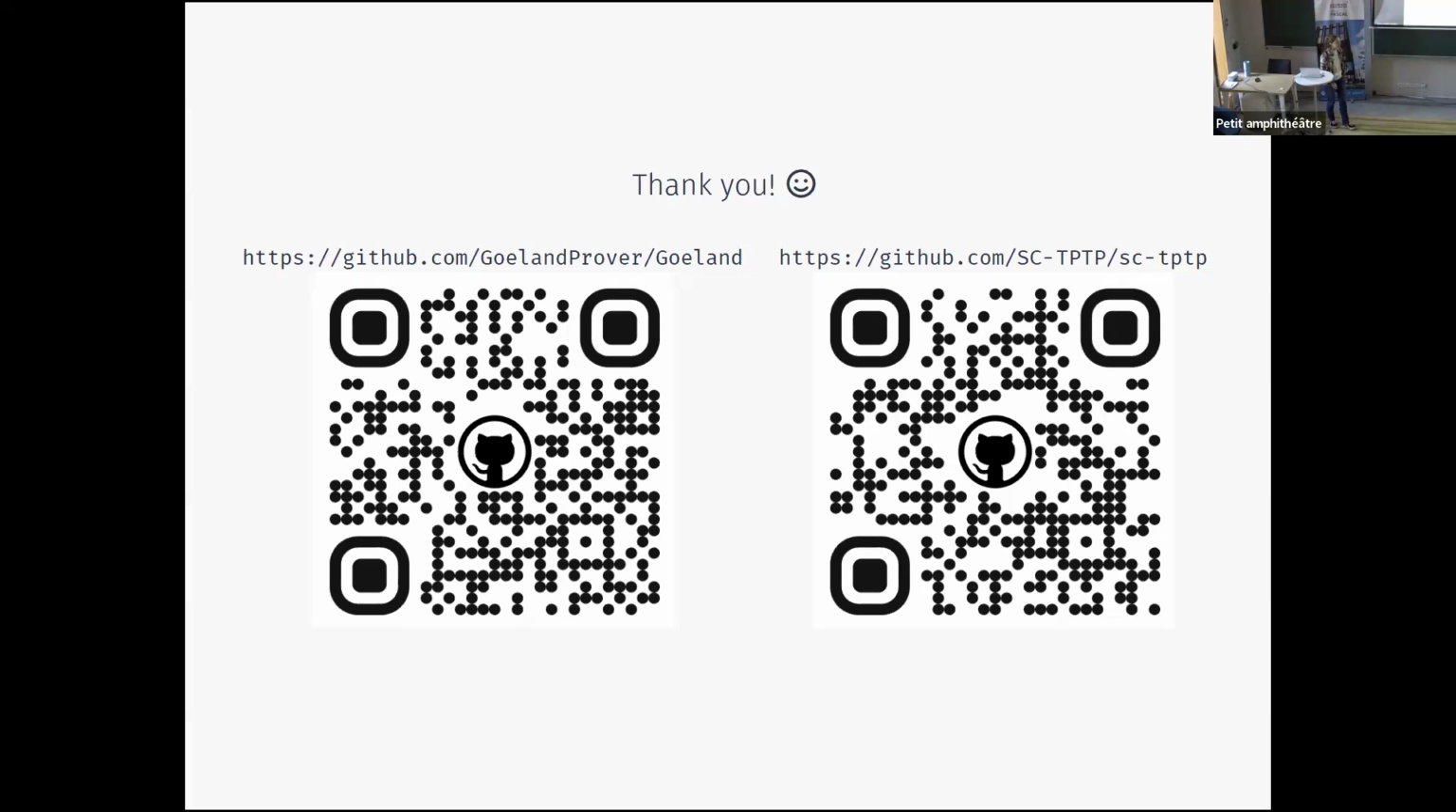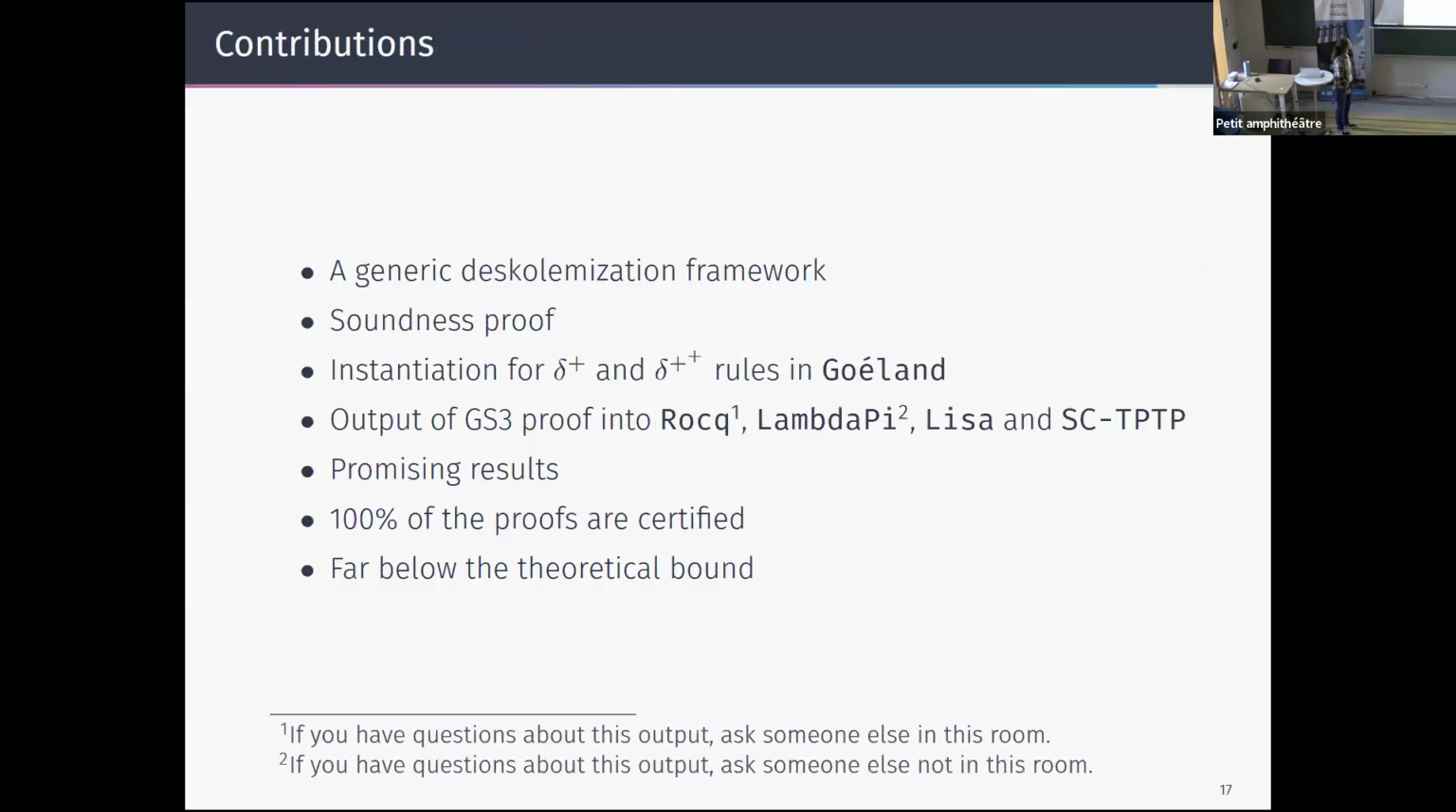Do you have some data about checking time? Because you use different outputs like Rocq, Lambdapi, and so on. In terms of checking time, I believe we did some on Rocq, right? And it was fast, if I remember. I don't have the time at hand, but it was less than 1 second or something like that. We haven't done the experiment on Lambdapi and Lisa yet, but I will have to do it next month. So we will soon have some.